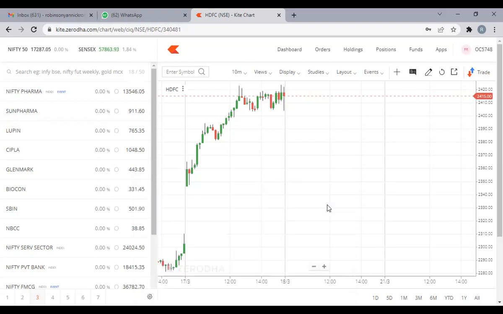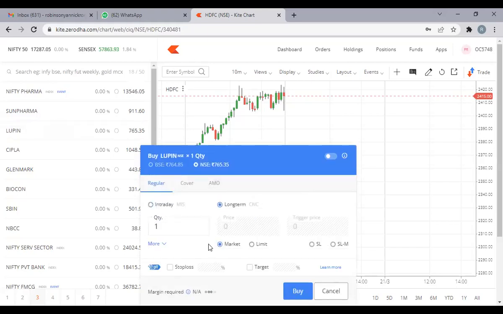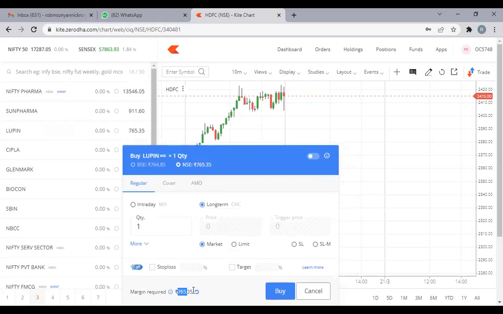Okay, so that is with respect to intraday and delivery based trading. Delivery shares, intraday is a dummy share. If you buy a share for the long term, they are not going to give any leverage. For 765 rupees, the margin is also 765 rupees. Full amount you have to pay, then only you are the shareholder. You cannot borrow from somebody else, get the leverage and pay. No, you have to pay the full amount. So that is one thing.